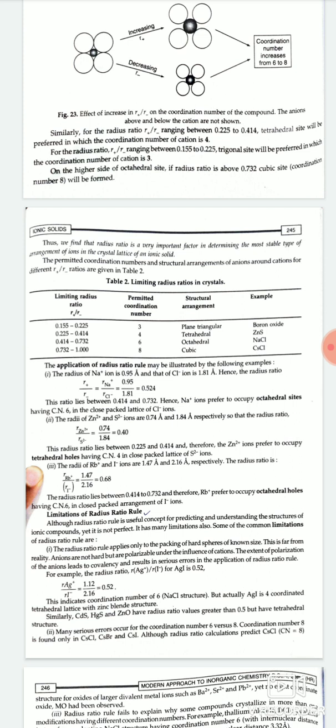For example, zinc blende. If the radius ratio is between 0.414 to 0.732, then the permitted coordination number is 6 and the structural arrangement is octahedral, for example NaCl. Last, if the radius ratio lies between 0.732 to 1.00, then the permitted coordination number is 8 and the structural arrangement is cubic, for example cesium chloride.